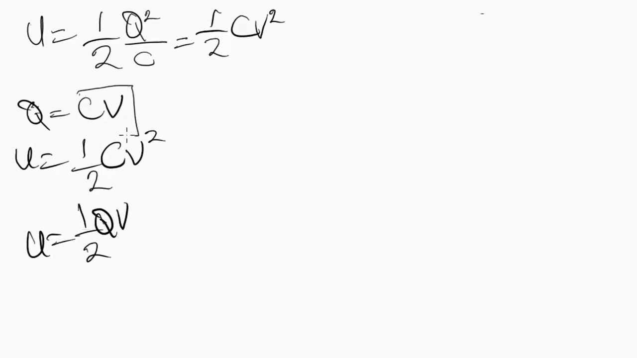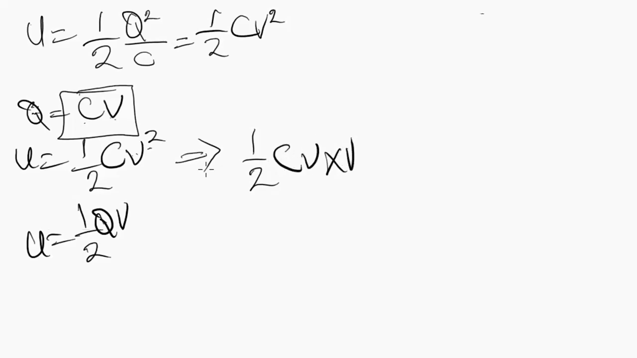Now, since this is Q, it means this takes the place of a V here, and then this is CV times V. So actually this is 1 over 2 CV times V. If I should break this down, it will be 1 over 2 CV times V. That's CV squared. So if this is 1 over 2 CV times V, I can replace my CV by Q here. So that's how I got to this. So U is also 1 over 2 QV.